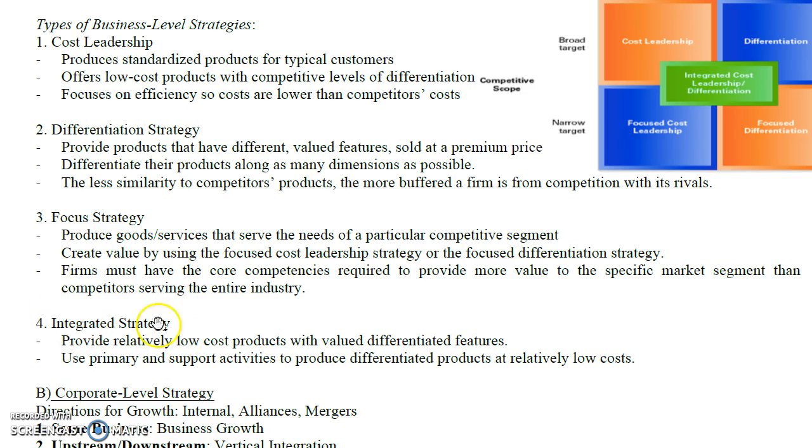Integrated strategy, the fourth type. Here, integrated cost leadership and differentiation. Provide relatively low-cost products with valued differentiated features. Use primary and support activities to produce differentiated products at relatively low costs. So here is the value chain. Primary activities: inbound logistics, operations, outbound logistics, marketing and sales, and after-sales services. Support activities: firm infrastructure, human resources, technological requirements, and procurement.